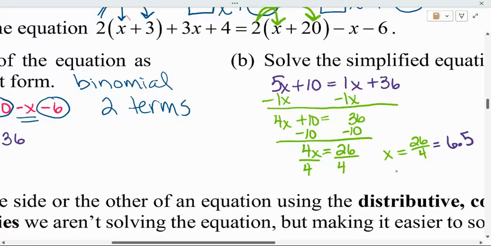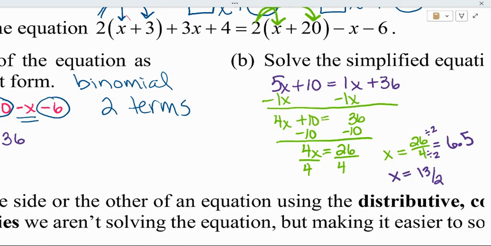Could I also write it as a reduced fraction? Yes. What does it become as a reduced fraction? When I divide both the numerator and the denominator by 2, I get 13 halves. So either one of the purple answers, 6.5 or 13 halves, is acceptable. Would you get a point taken off or a half a point taken off if you didn't reduce it and left it as 26 over 4?